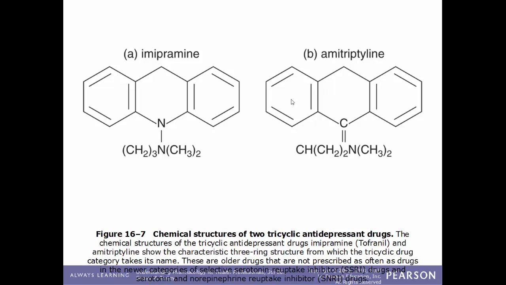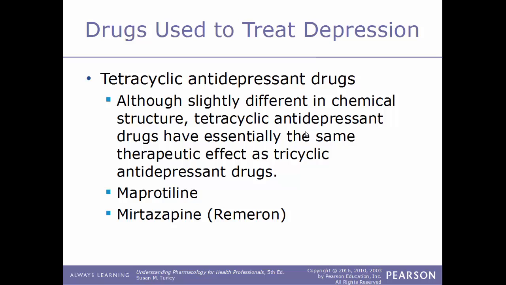and amitriptyline on the right, and in each one you can clearly see the three ring structures here. That's why these are tricyclic antidepressants. The other category of drugs used to treat depression are the tetracyclic antidepressants. Although slightly different in chemical structure, tetracyclic antidepressants have essentially the same therapeutic effect as tricyclic antidepressants.